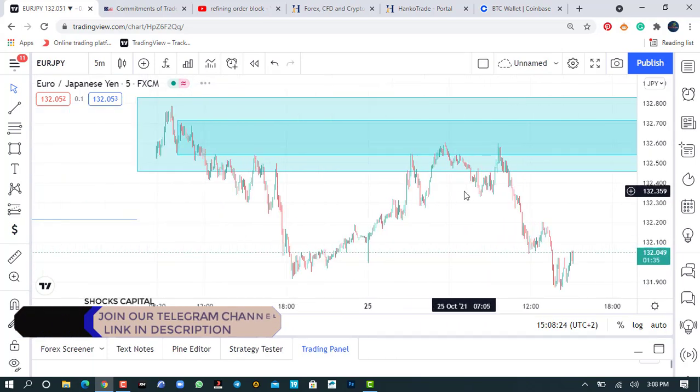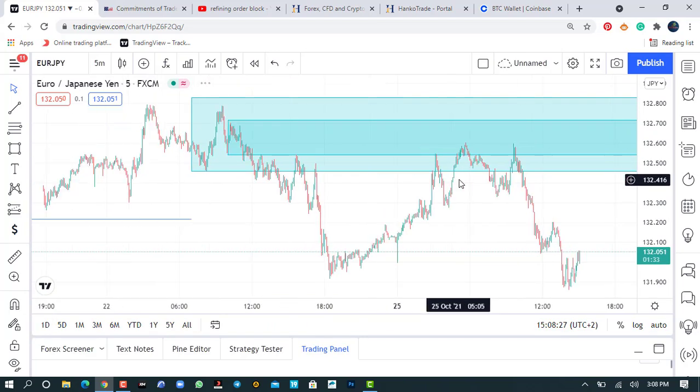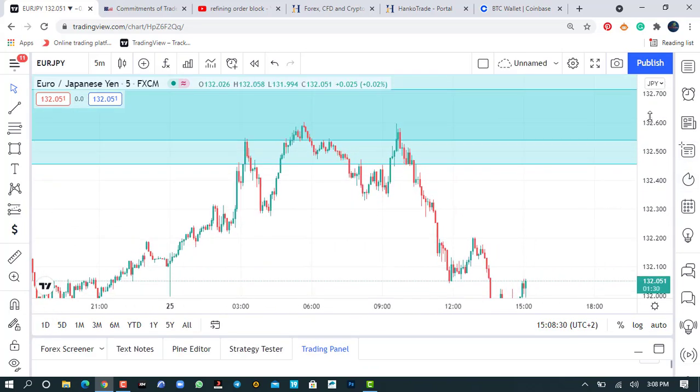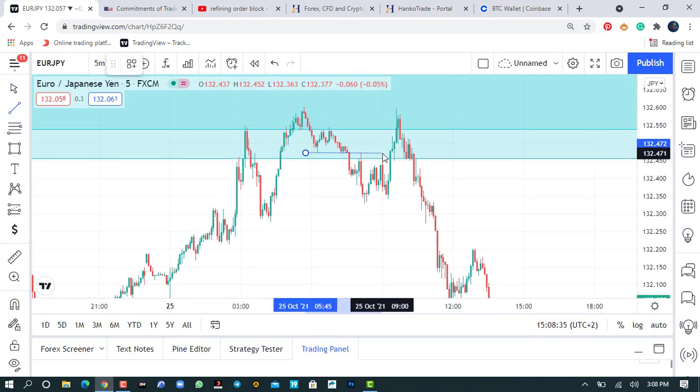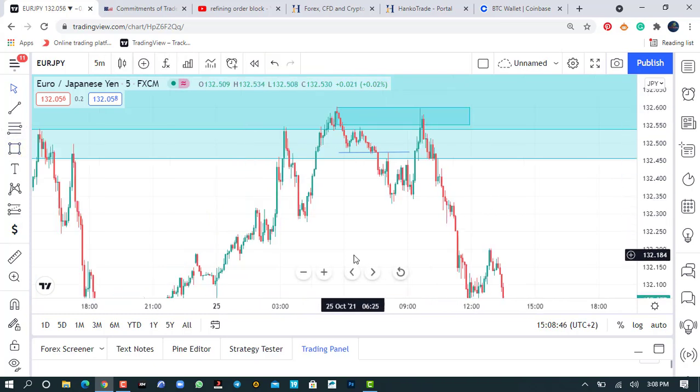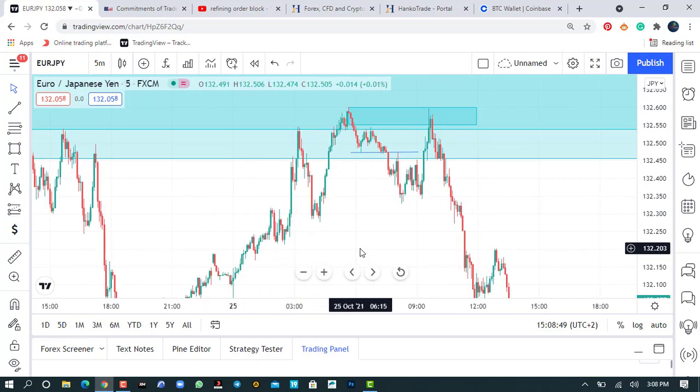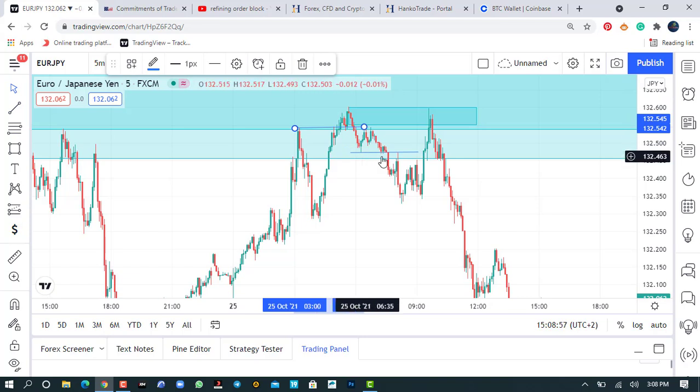If you have watched our video on entries, you will know that after doing all that, we wait for price to get into our OB. Then break structure, that's number one. After breaking structure, we wait for price to retest our order block. First of all, we need to see a stop hunt, which is this one. Then we need to see a break of structure, which is this one. Then after that, we need to see a retest of an order block, which is this one.